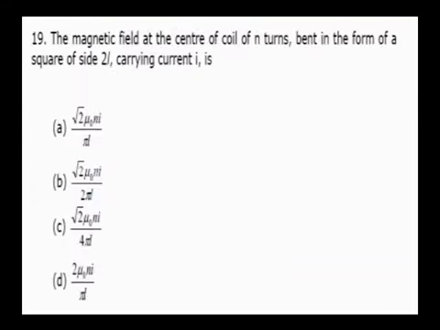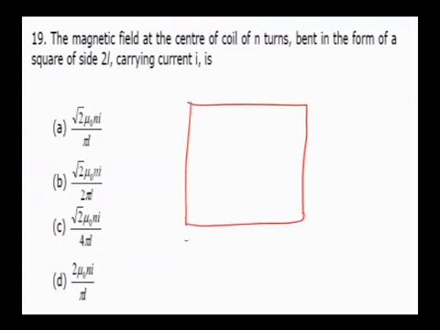Now we'll move to question number 19. See, in this question we should find the magnetic field produced by a square having n turns at its center. Each side is given as 2L. Okay, the square has 4 straight conductors. So you can take the direction of the current as clockwise or anti-clockwise. You will get the same answer.